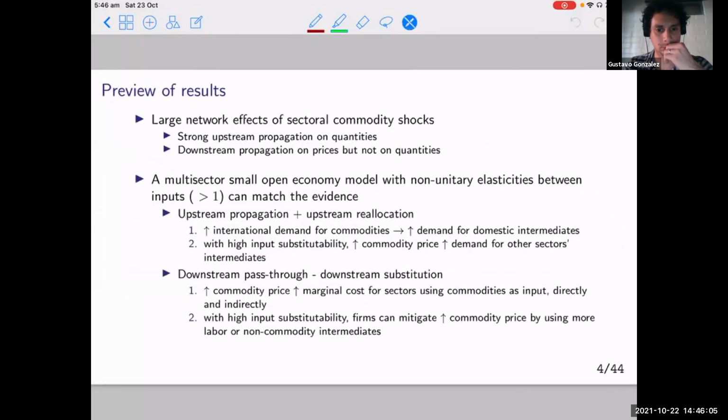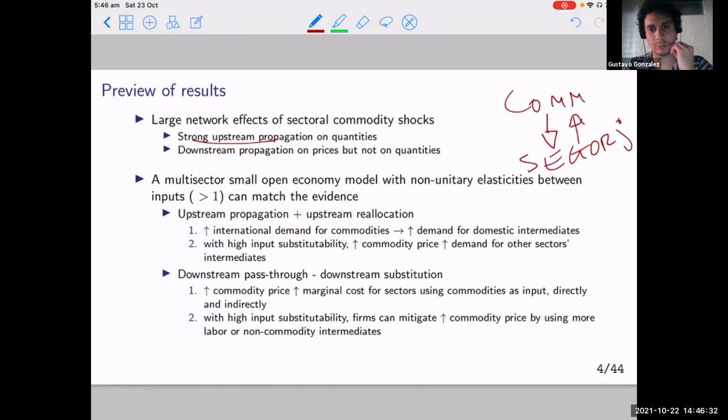A preview of the results. We find really large network effects if we compare to the own effects of the shocks across sectors. And the largest effect that we find is upstream. Upstream is like commodity buying from another sector. Sector J is providing intermediate inputs to commodity. The arrow going up is commodities buying from sector J, and therefore because commodity demands more or demands less, sector J that supplies intermediates to commodity is going to move with commodity.